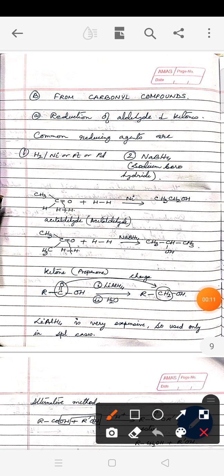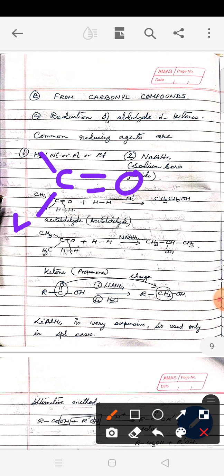Hello students, let us continue with the preparation of alcohols. The next method is from carbonyl compounds. By carbonyl compounds, what do we mean? The compounds which contain carbon and doubly bonded oxygen, like this, C double bond O. This group is called the carbonyl group.